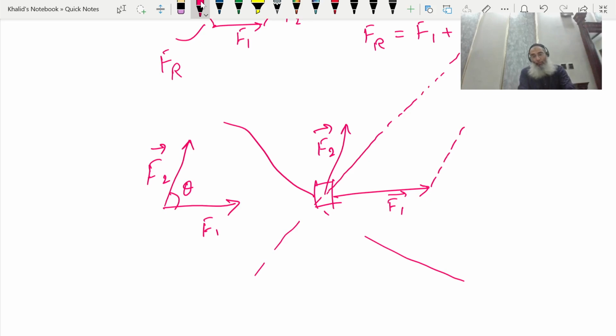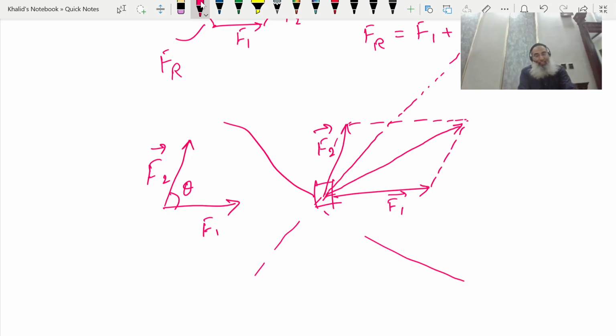So here, if I draw that one, it will be like this. And if I connect this end with this end, is it not a parallelogram? So the resultant is actually the diagonal, the main diagonal of this parallelogram. So the diagonal is actually the result.